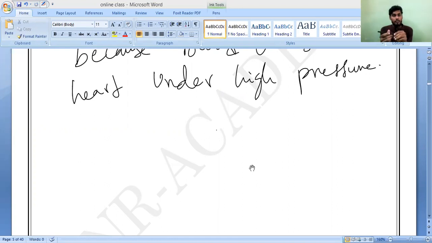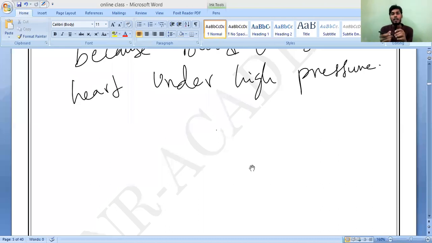So these arteries, are they found only near the heart or throughout the body? Throughout the body. So these arteries are found in the whole of our body.